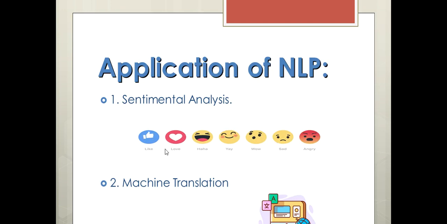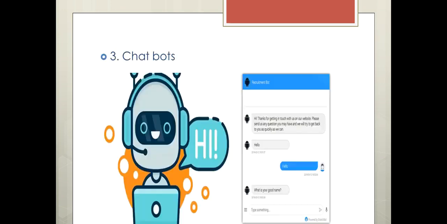The next application is machine translation. As I told you, it is translating data from one language to another language. The example of machine translation is Google Translator. We use it to convert Hindi to English or English to Hindi, and many different options are there, like converting English to German or German to Hindi and so on. So it is one of the applications of natural language processing.